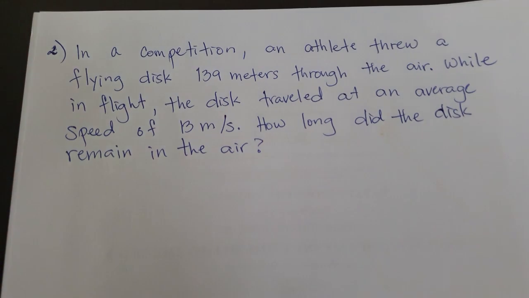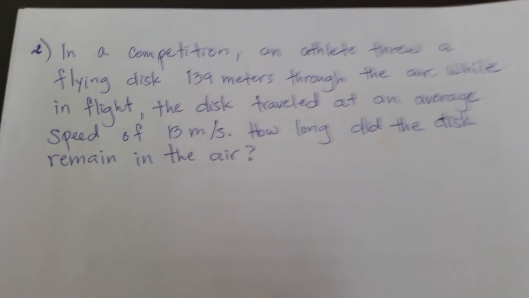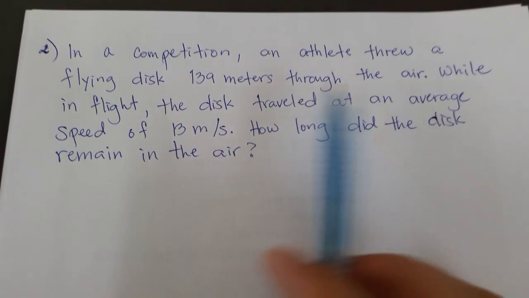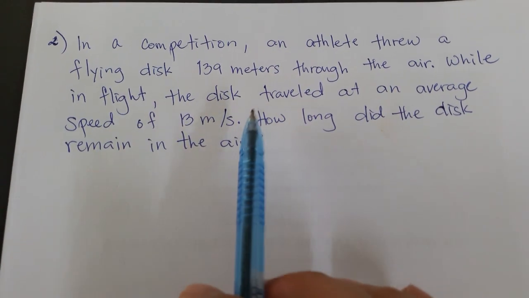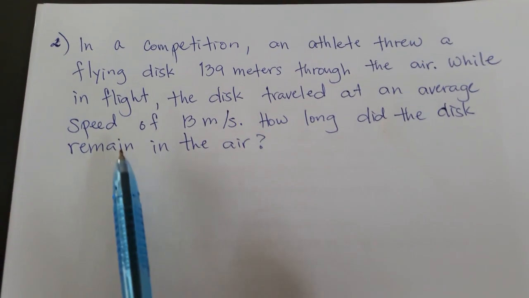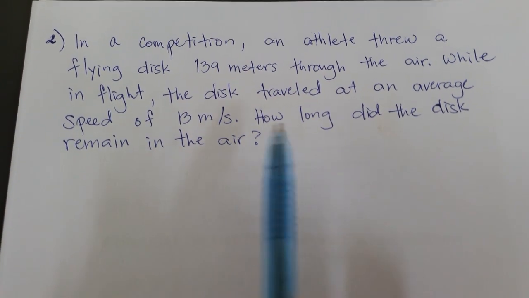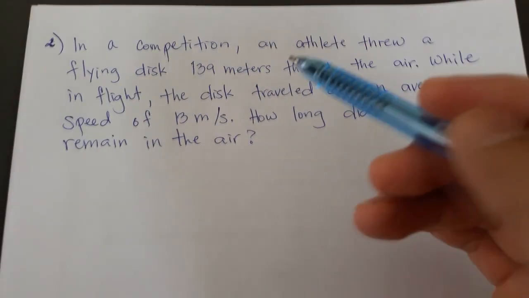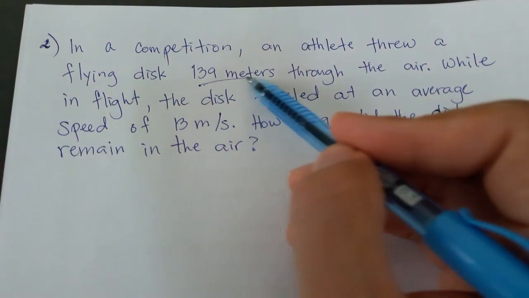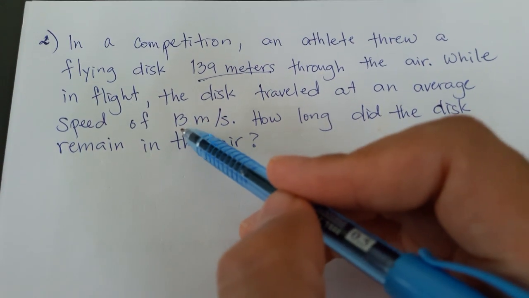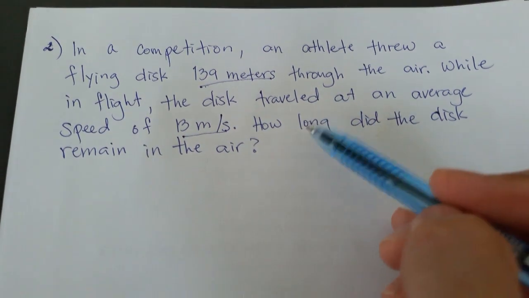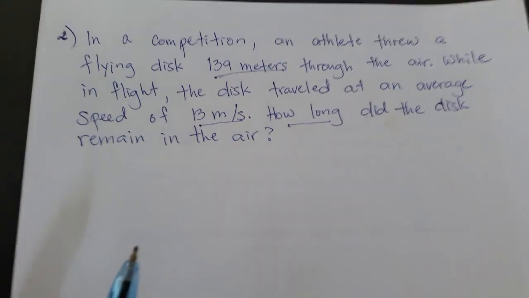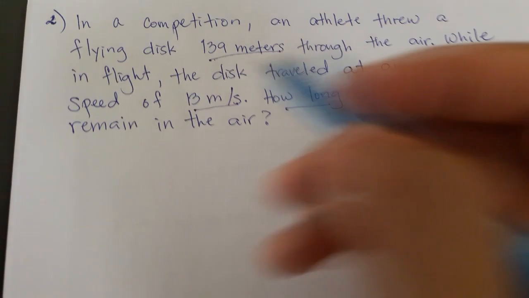In a competition, an athlete threw a flying disc 139 meters through the air. While in flight, the disc traveled at an average speed of 13 meters per second. How long did the disc remain in the air? So we have the given distance here, 139 meters. This is the average speed. And the question, how long? Okay, it means time. You have to find the time.